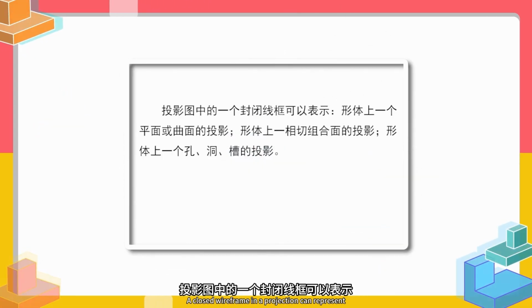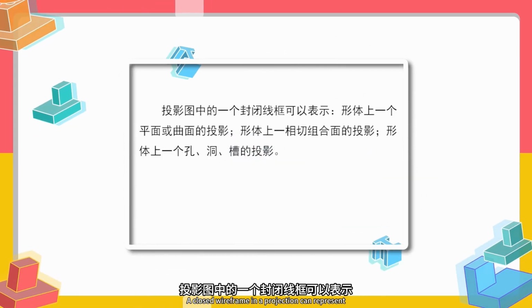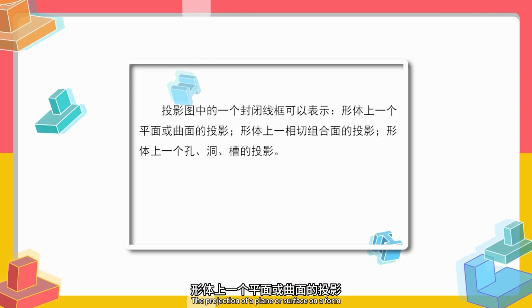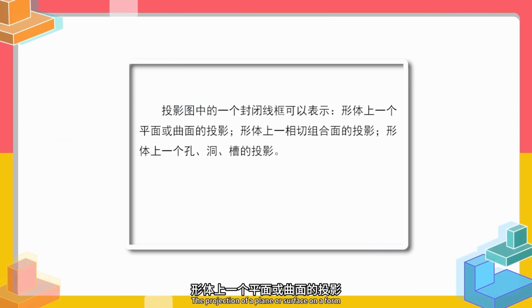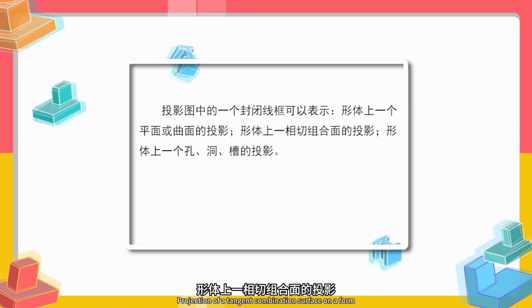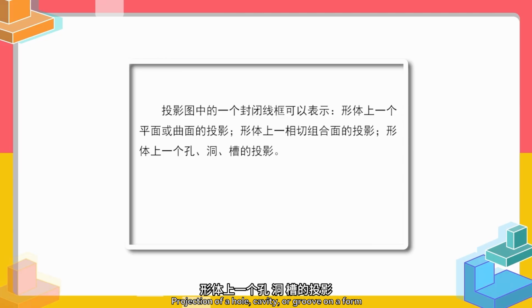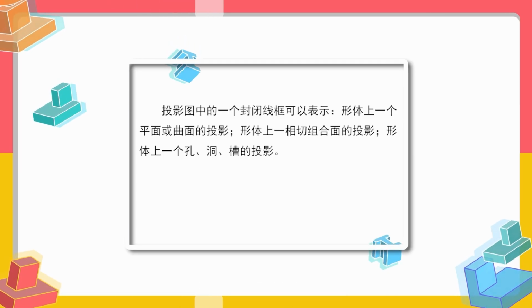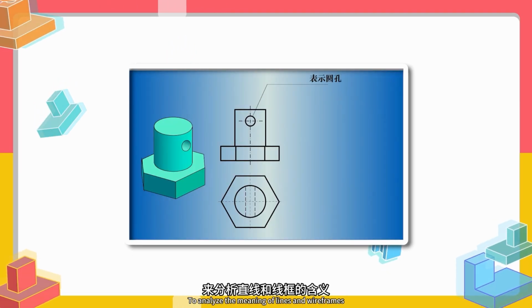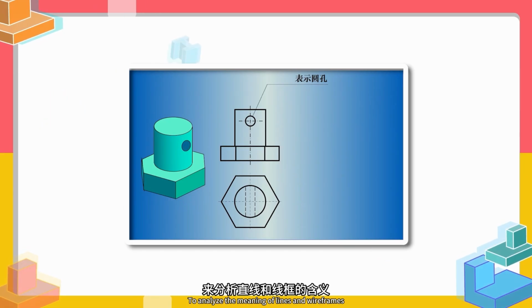A closed wireframe in a projection can represent the projection of a plane or surface on a form, the projection of a tangent combination surface on a form, or the projection of a hole, cavity, or groove on a form. We will analyze the meaning of lines and wireframes based on an example.